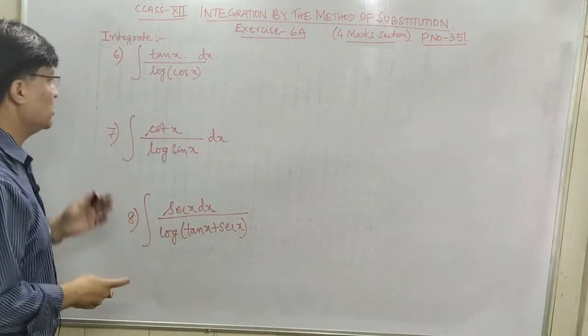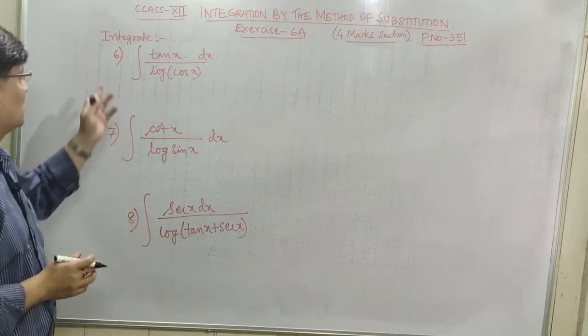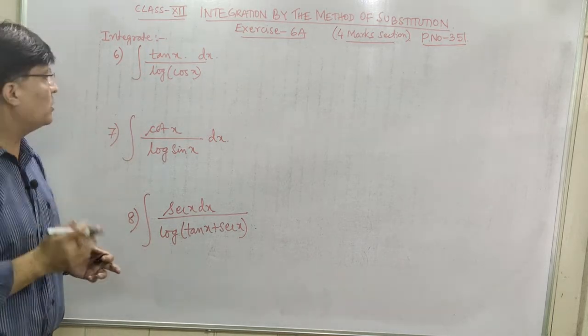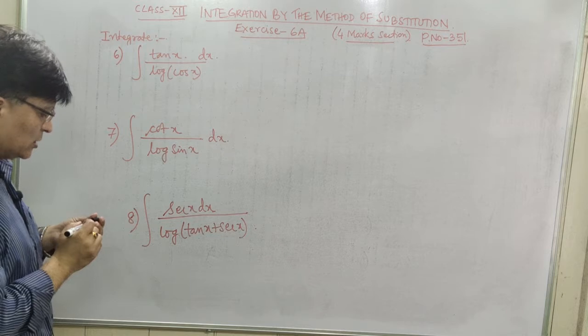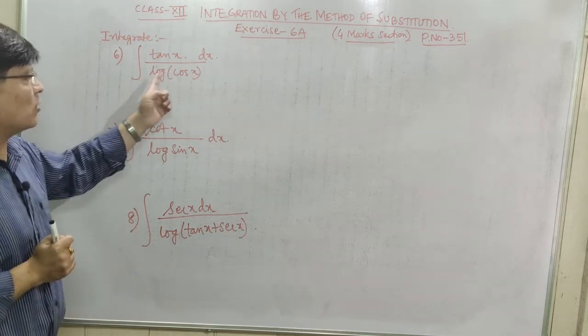So now we'll do the next question. Question number 6 is your homework. I'll give you the hints. The question is the integral of tan x dx divided by log of cos x.